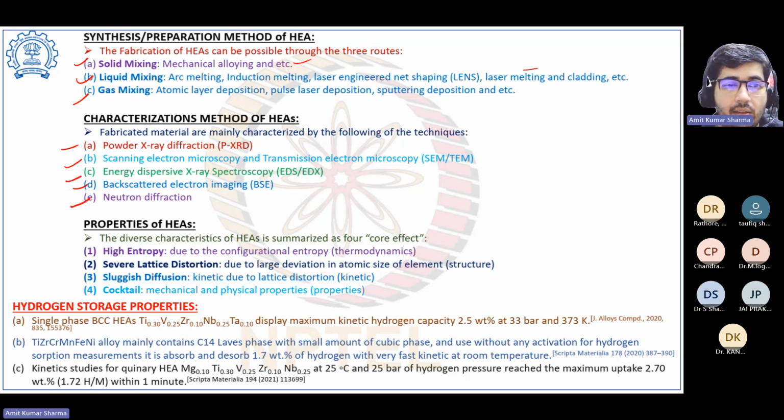The properties of HEAs are the diverse characteristics of HEAs, summarized as four core effects. High entropy, due to the configurational entropy thermodynamics. Severe lattice distortion, due to large deviation in atomic size of elements, because we have multiple elements in the high entropy alloys. Sluggish diffusion, a kinetic property due to lattice distortion. Cocktail effect, mechanical and physical properties. So these are the reasons, because we have multiple elements in the HEAs, minimum 5.